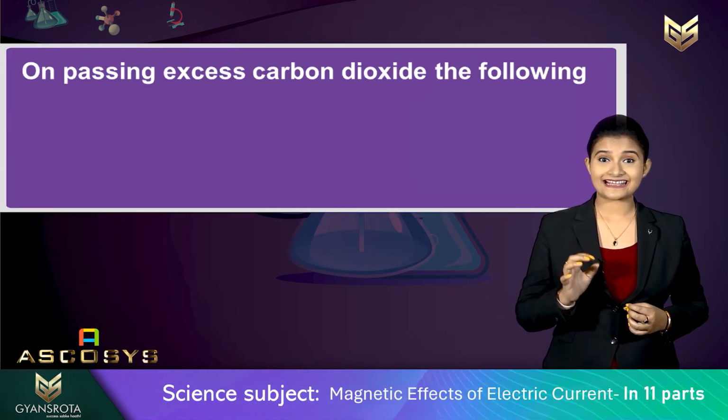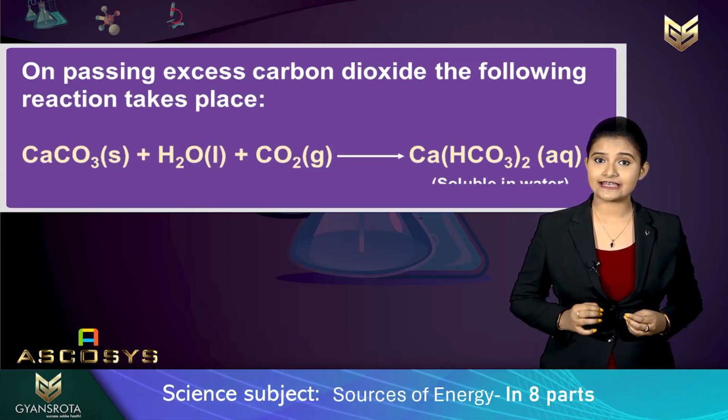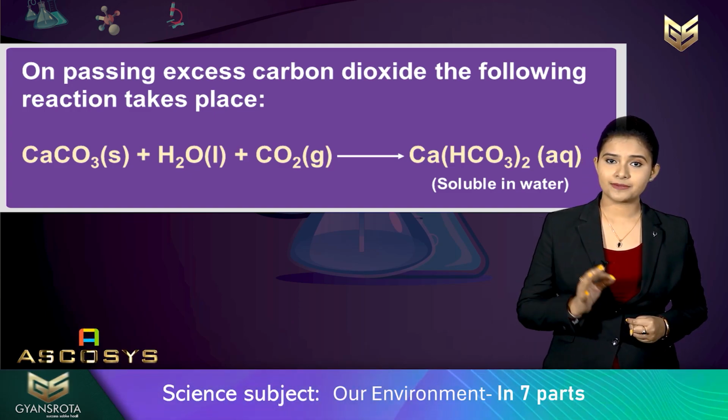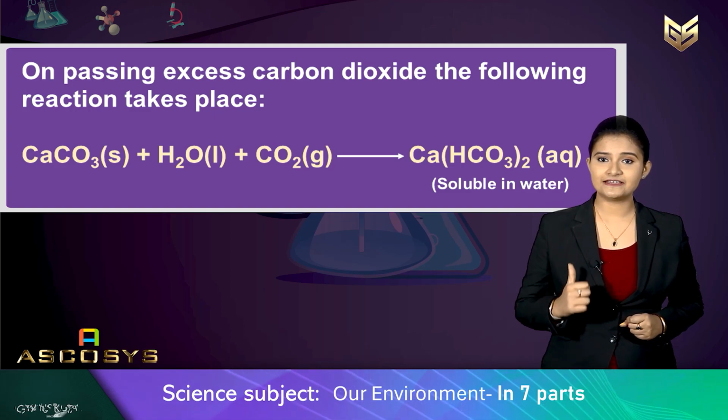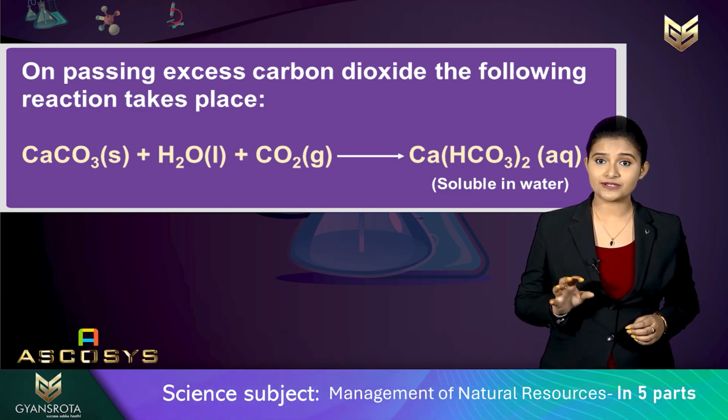On passing excess of carbon dioxide, the following reaction takes place: CaCO3 (solid) + H2O (liquid) + CO2 (gas) gives Ca(HCO3)2 (aqueous), which is soluble in water. Now, limestone, chalk and marble are different forms of calcium carbonate.